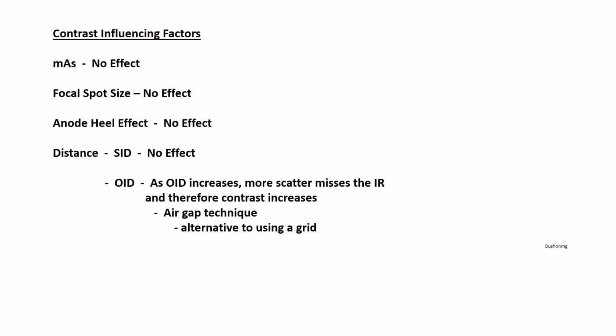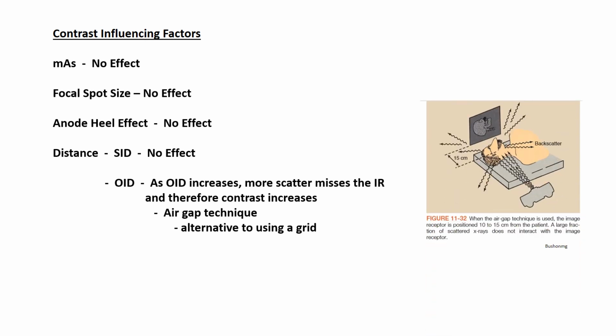Now, OID, though, this will have an effect, and it's because of what we call this air gap technique. So as the OID increases, more of the scatter misses the IR because you're at a further distance, and look at the image, look at the picture there, and notice the photons, they're missing the image receptor. They're coming off at angles that are allowing them to miss the image receptor. We call that the air gap technique. It's an alternative to using a grid. Most often you might see this as is pictured here with a shoot through of the lateral cervical spine.